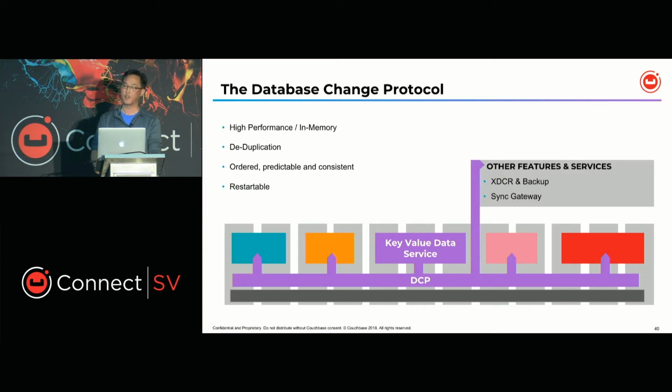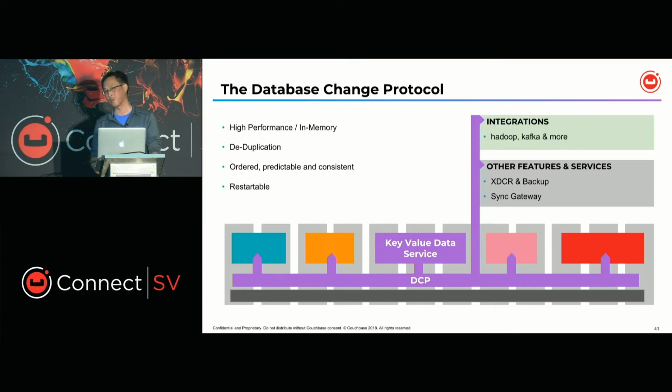And we use it for a whole bunch of other stuff too, like other features such as XDCR, or cross data center replication. That's all powered by the DCP streams. Backup is also a consumer of the DCP stream. Sync Gateway, same thing. And we also have third-party integrations, for example, to Hadoop and Kafka and other stuff, same thing, powered by the DCP stream. So it's really a fundamental backbone of how we deal with our distributed changes.